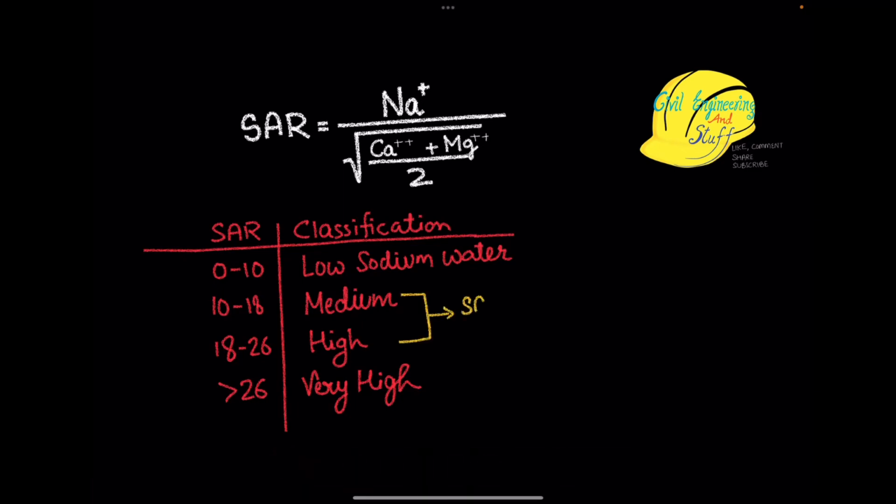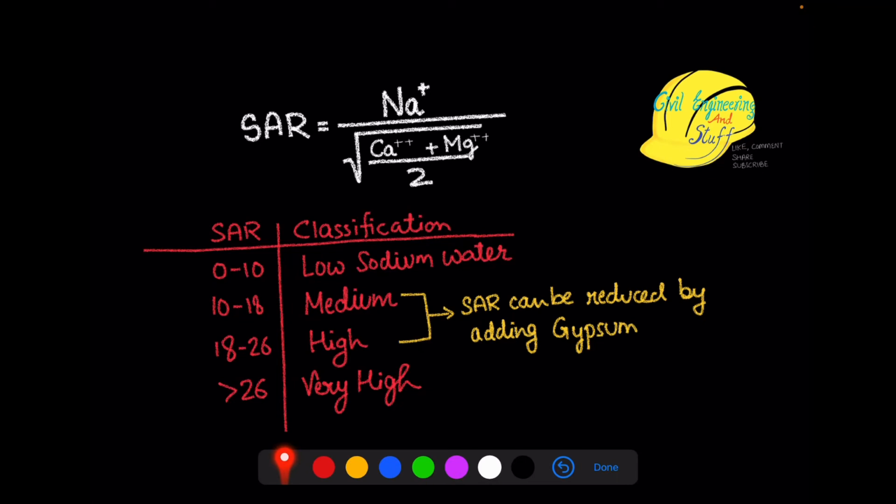So what kind of treatment shall be given? If this kind of SAR value is there, then we have to add some amendment to the soil to bring down the SAR value, and then the irrigation and cultivation can be done. If the SAR value is higher than 26, then it's deemed to be very high, and no cultivation can be done.